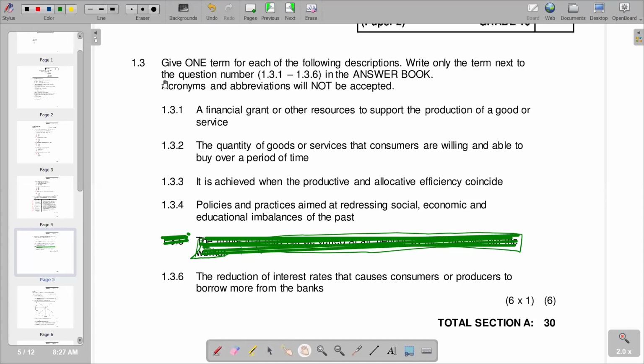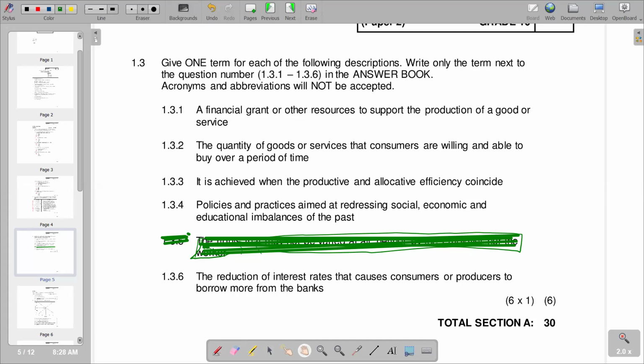So moving on to the last section that we have, that is 1.3. Give one term for each of the following descriptions. Write only the term next to the question number, that's 1.3.1 to 1.3.6 in the answer book. Acronyms and abbreviations will not be accepted. Then 1.3.1, a financial grant or other resources to support the production of a good or service.